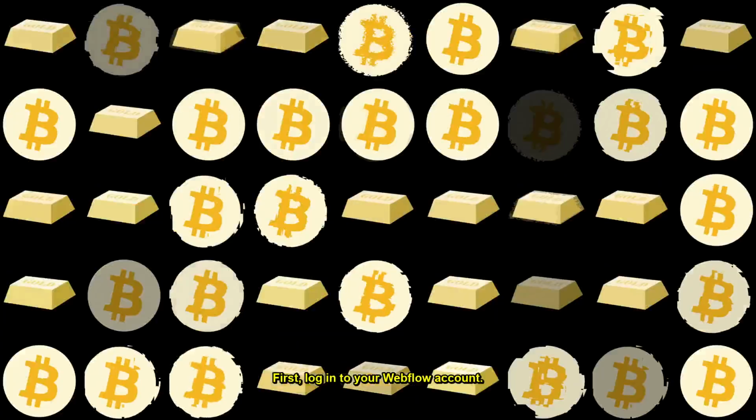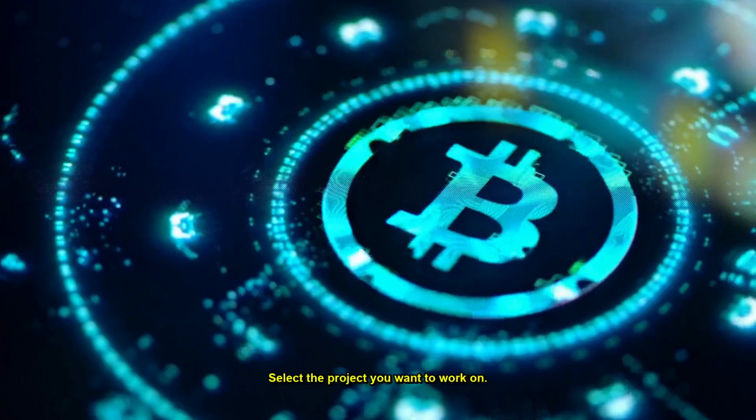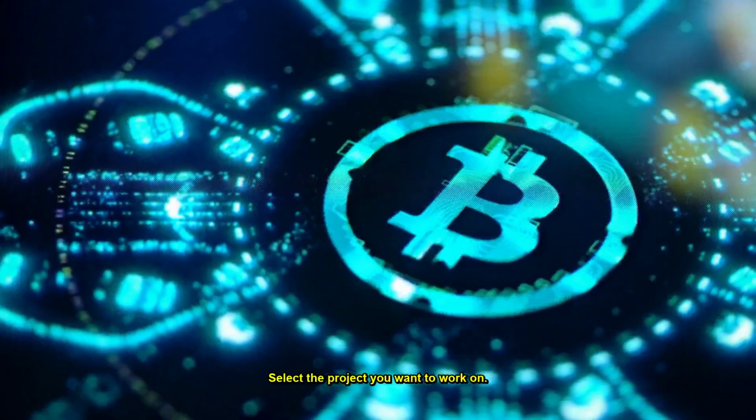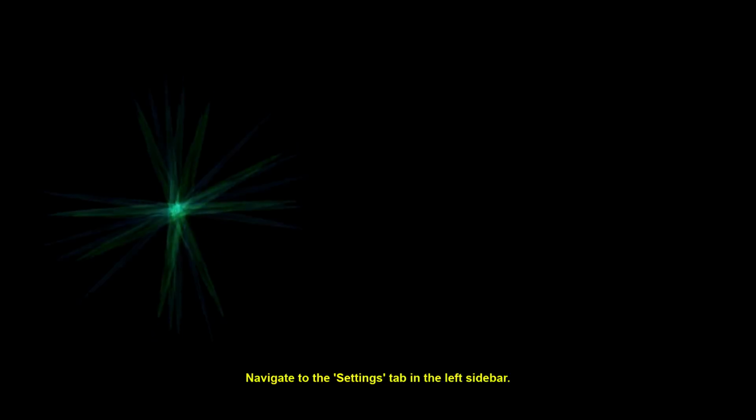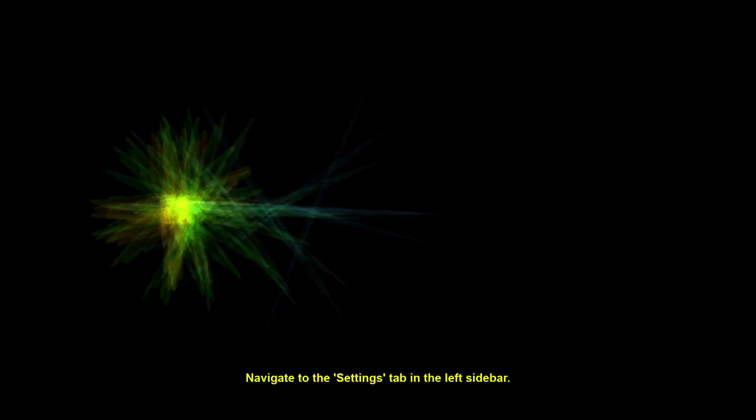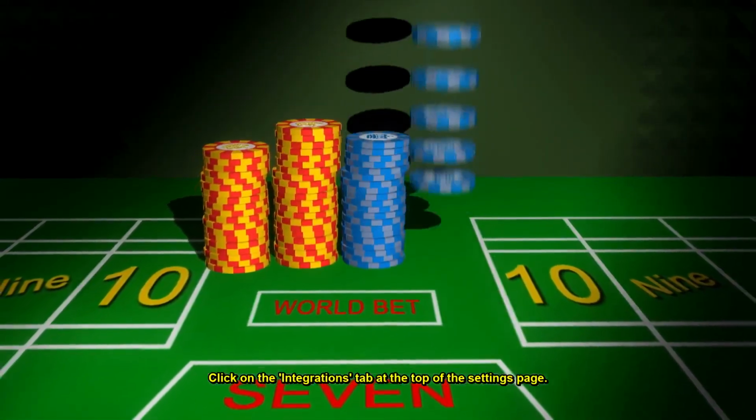First, log in to your Webflow account. Select the project you want to work on. Navigate to the Settings tab in the left sidebar. Click on the Integrations tab at the top of the Settings page.